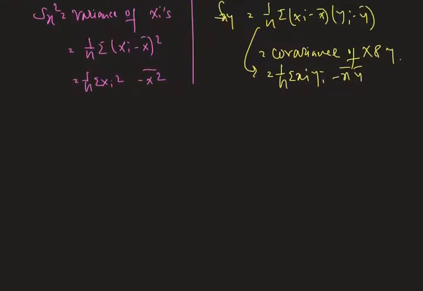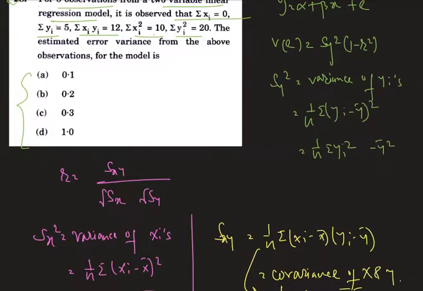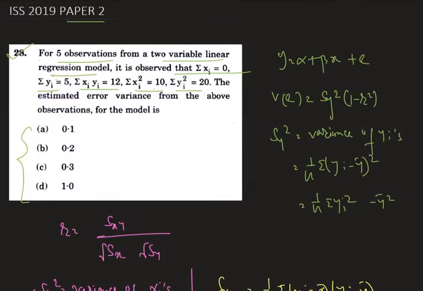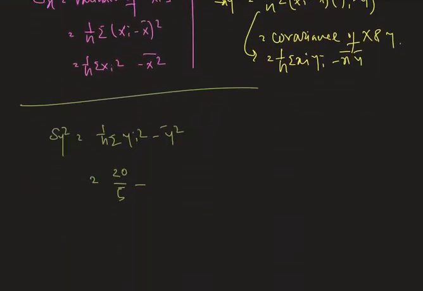So first we calculate the value of sy square, which is 1 by n sum over yi square minus y bar square. By the question, sum over yi square is equal to 20 and the value of n is 5. Therefore 20 by 5 minus the value of y bar, which is sum over yi divided by n, that is 5 by 5, whole square. Therefore it will be 4 minus 1, which is 3.